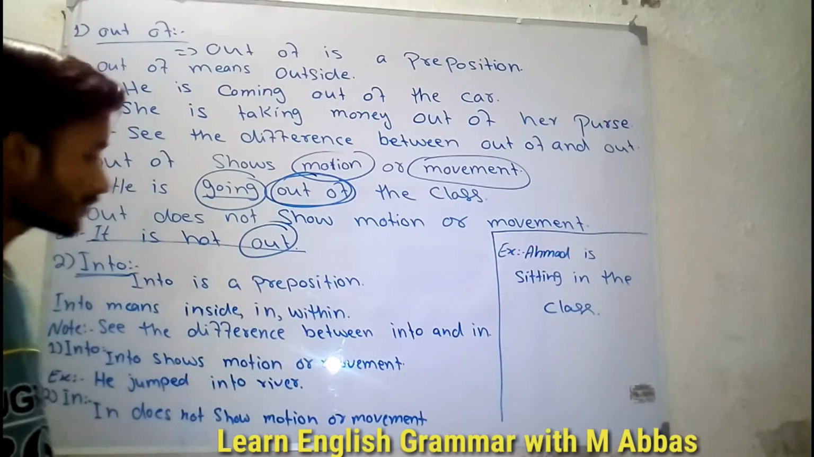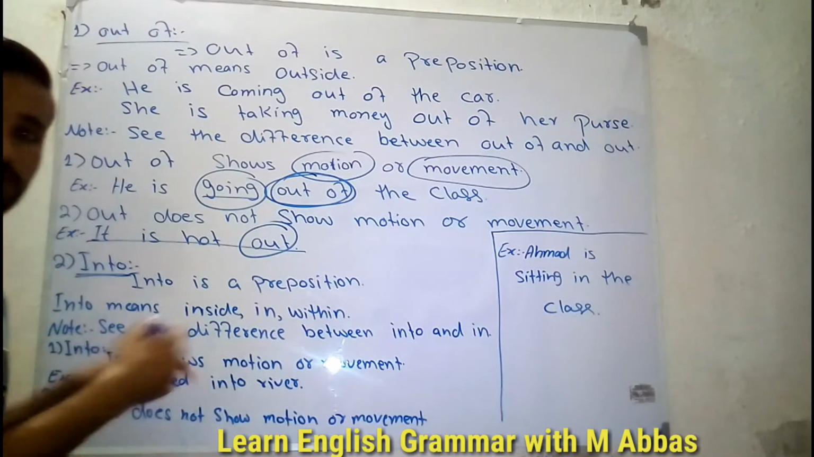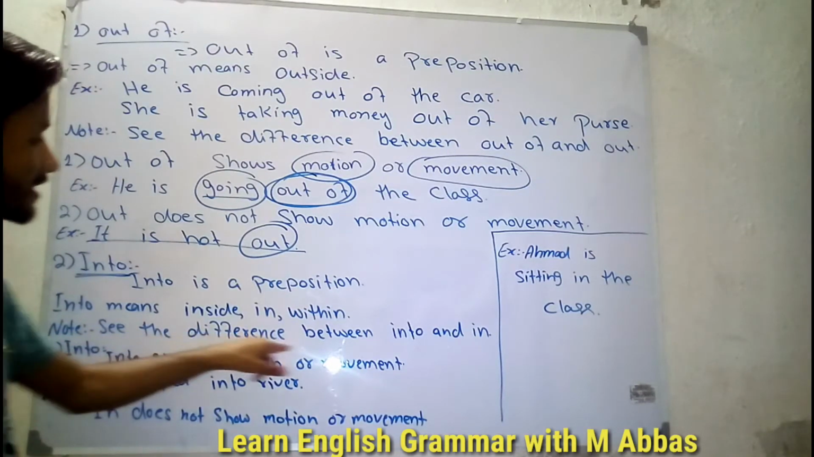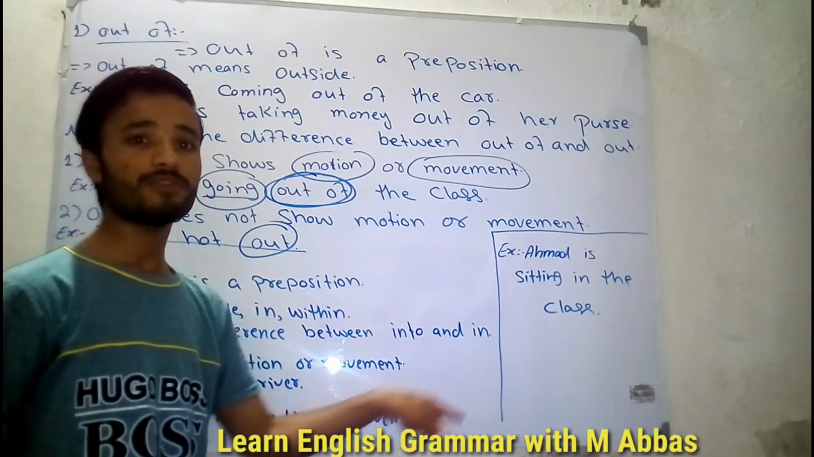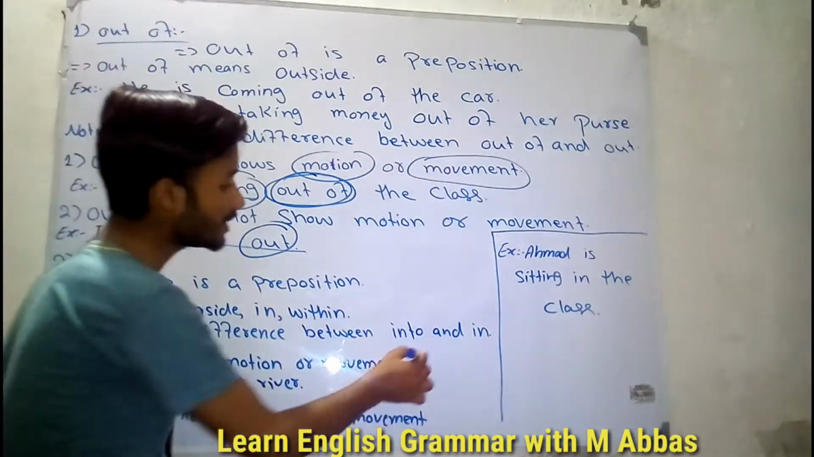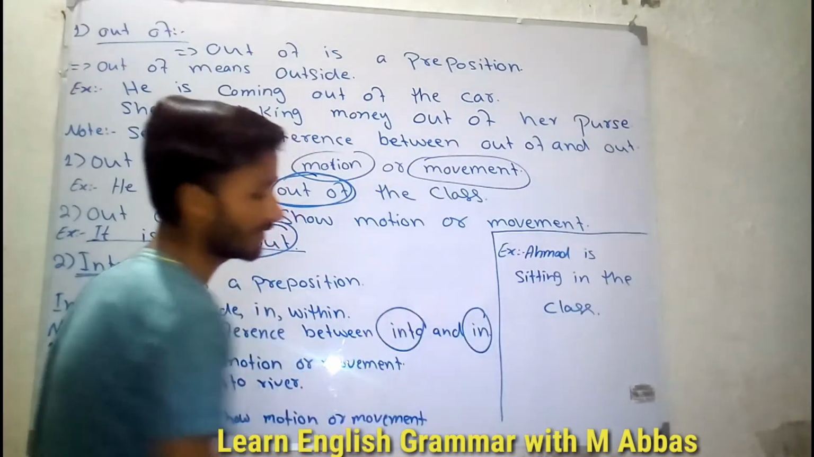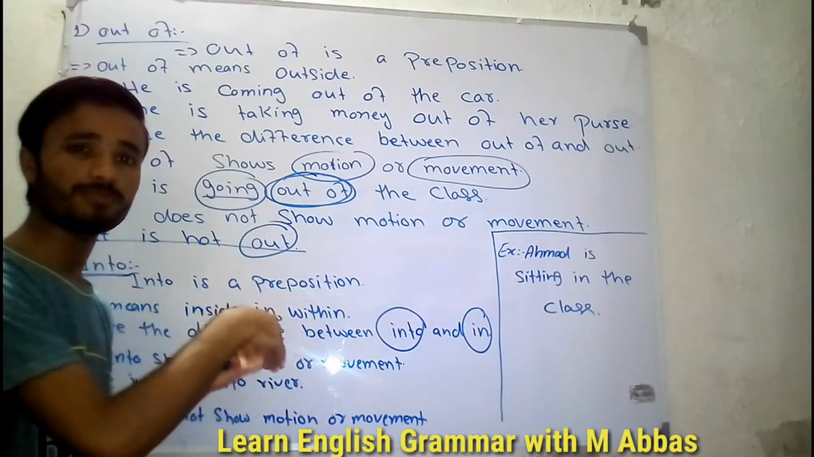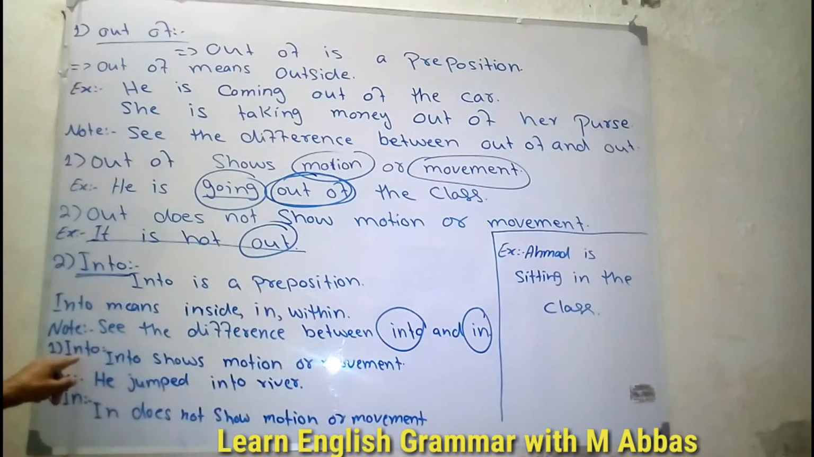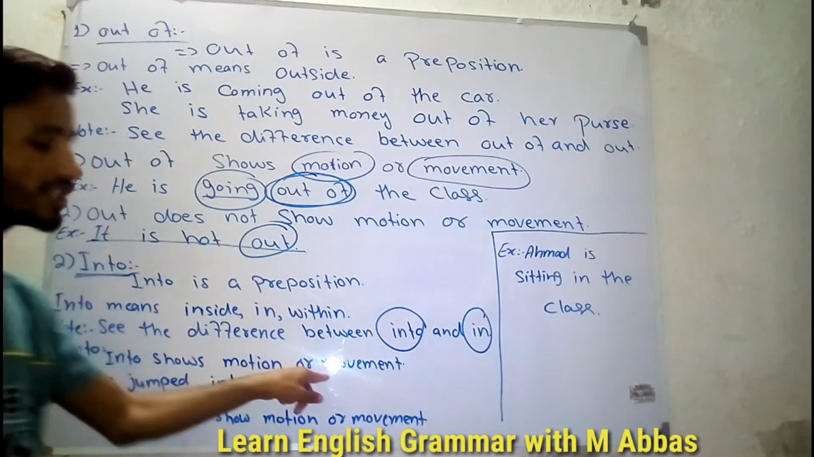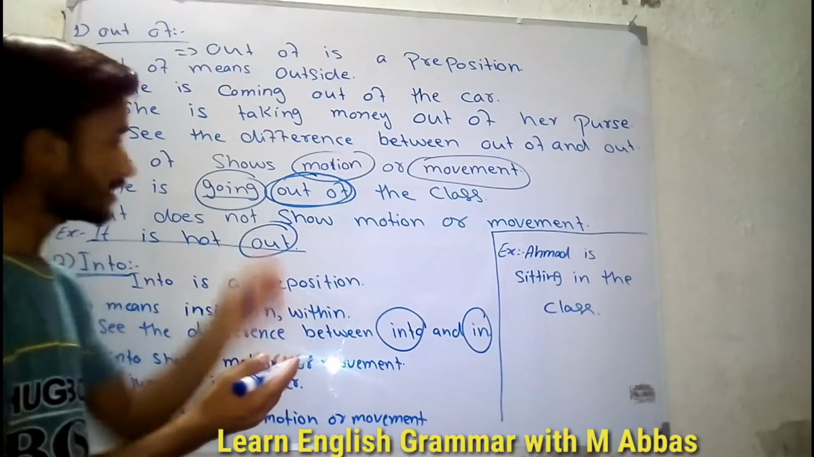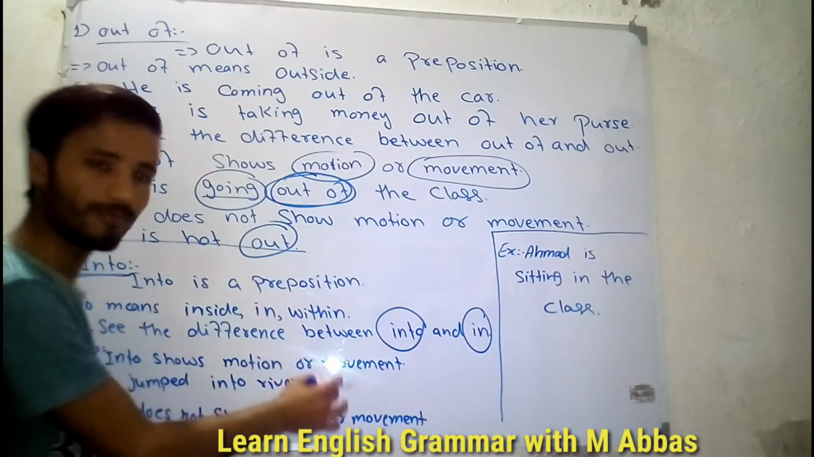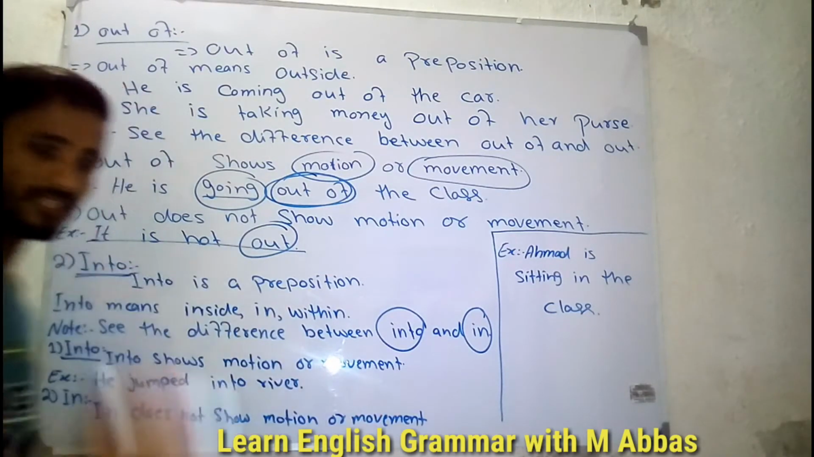Is this clear? Now see, it also has a note, right? So what does it say? It says see the differences between into and in. Now it shows us what is the difference between into and in. So we are going to explain them. See, the first one is into. Into shows motion and movement, just like out of, right? Here out of shows motion and movement, and here into shows motion and movement. Is this clear?